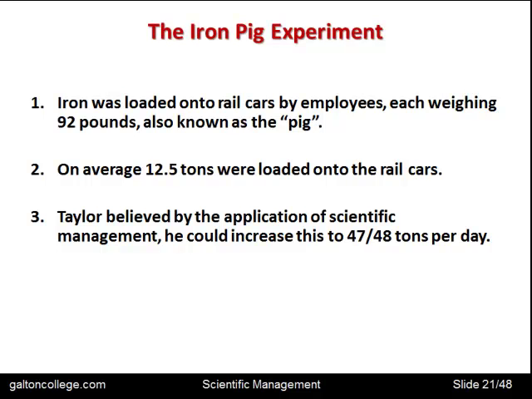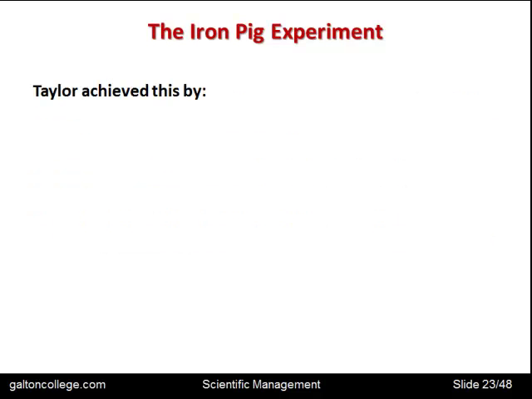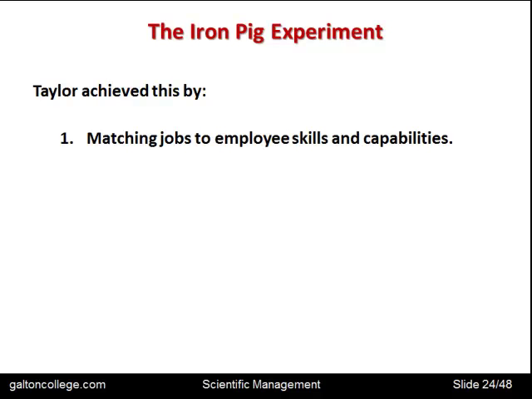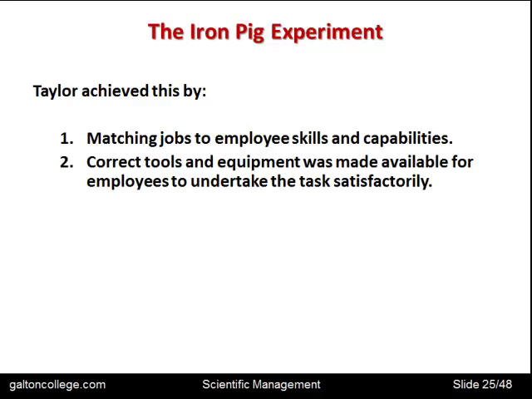Moving it from 12.5 tons to, say, 48 tons is a very dramatic increase. Well, it's a fourfold increase, but a very dramatic increase in productivity. Now, he achieved this by matching jobs to employee skills and capabilities. So he carefully looked at the employees, what they were capable of doing, what they were good at doing, and he matched the employees to the tasks.